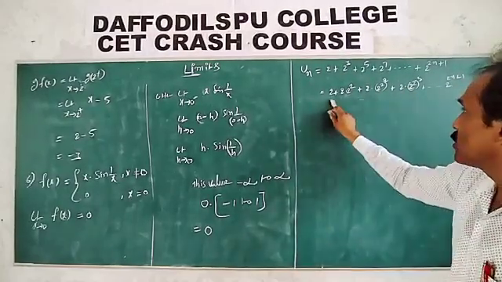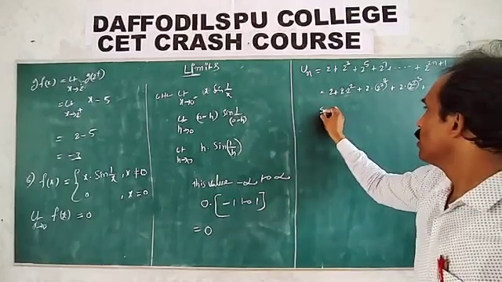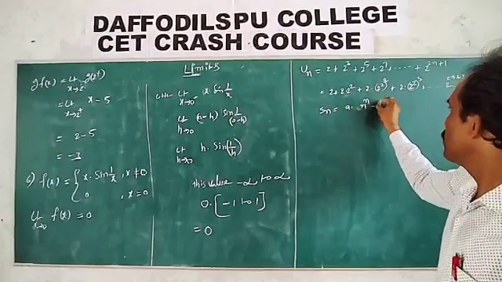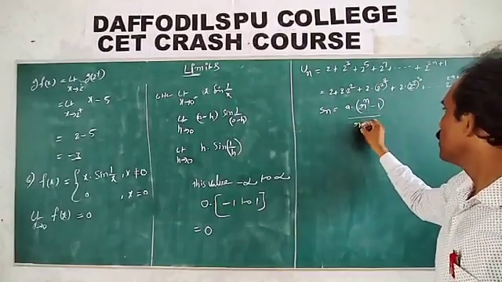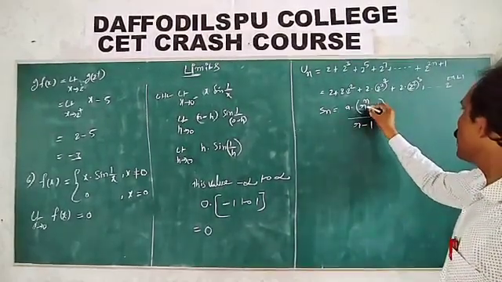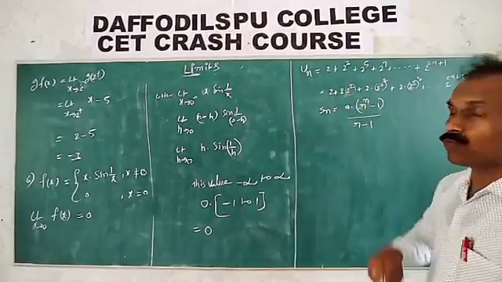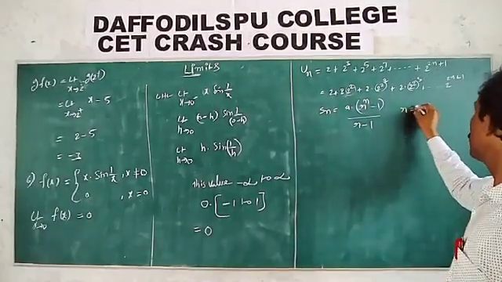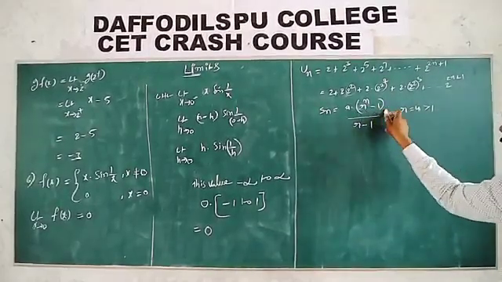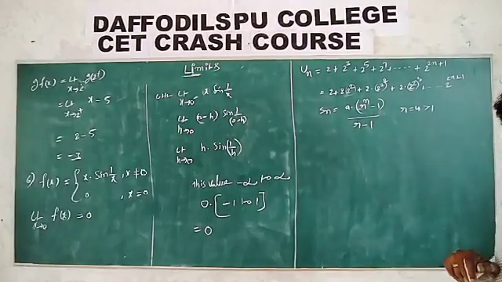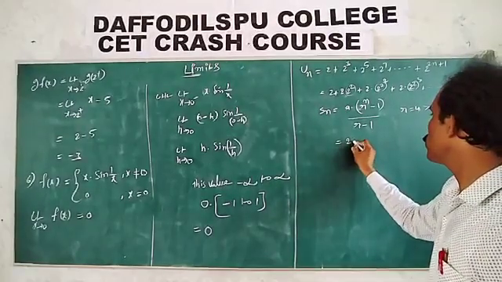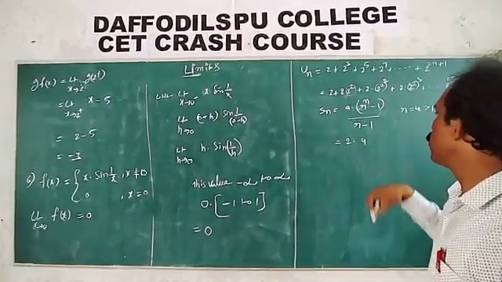The sum of terms in a GP has the formula Sn is equal to a into r power n minus 1 divided by r minus 1. What is the r value here? R is equal to 4, greater than 1, so this formula is sufficient. Suppose r is less than 1, then we use 1 minus r power n divided by 1 minus r. Here a is 2 and r is 4.